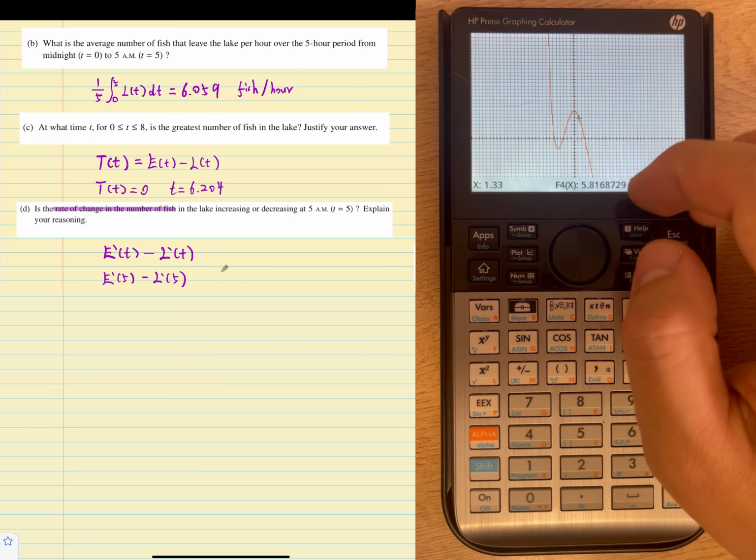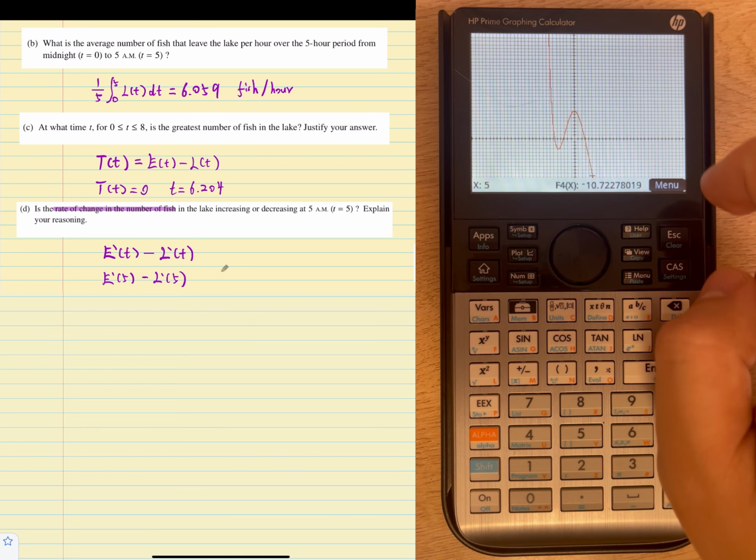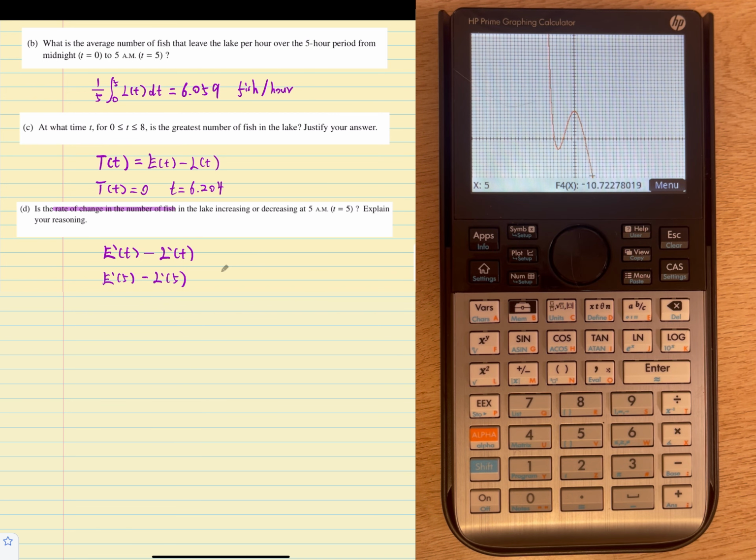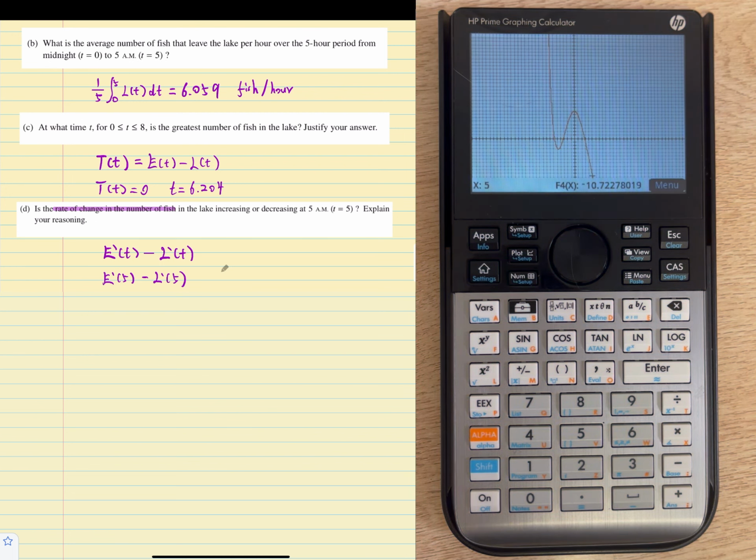Okay, so we can have f4. Then we see the plot of f4, then we go to 5. We go to x equal to 5, and we can see f(x) equals negative 10.722. This means that the rate of change was decreasing. This is like a second differentiation, the differentiation of differentiation, right? So we can see this whole thing is concave down. The rate of change of the number of fish will decrease because of this.